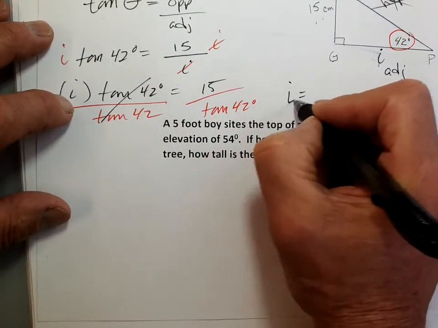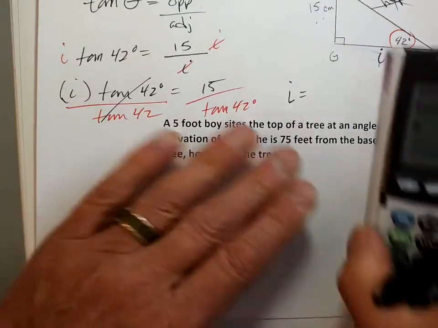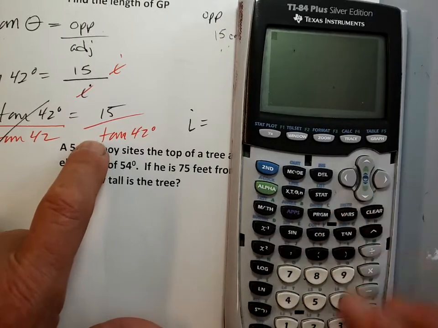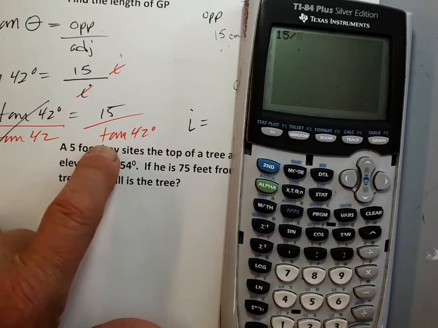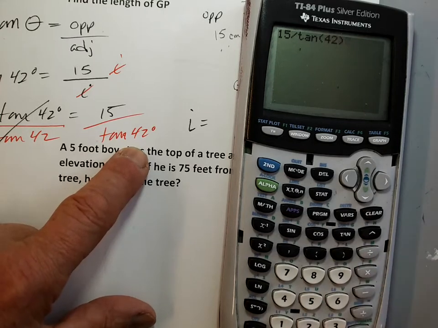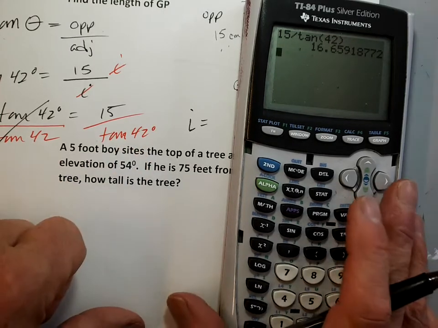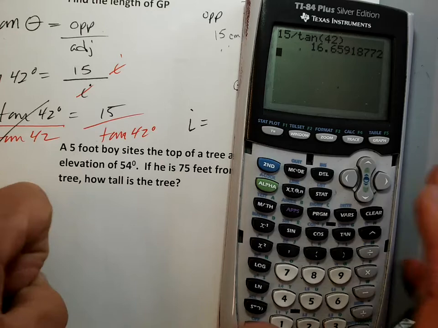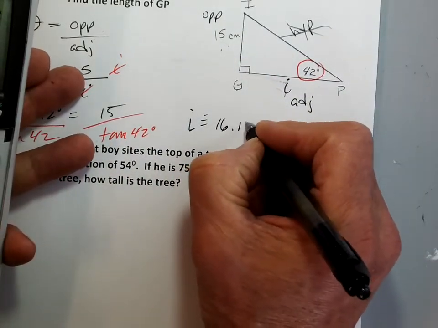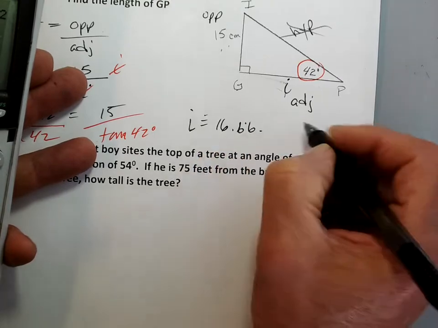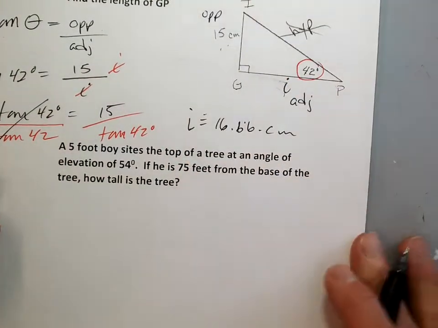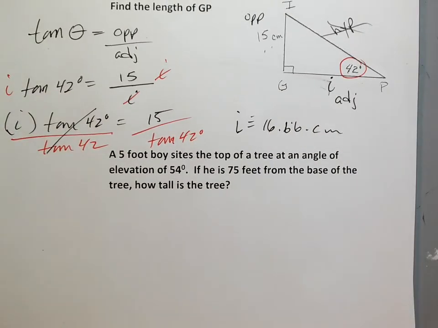So what is I equal to? Well, I can use my calculator, okay? So if I use my calculator, I go back to this. I put it in just like it says. I can go 15 divided by tan of 42. Put it in the calculator just like that, and it'll do it for you. And I get an answer of about 16.66, approximately 16.66 centimeters.